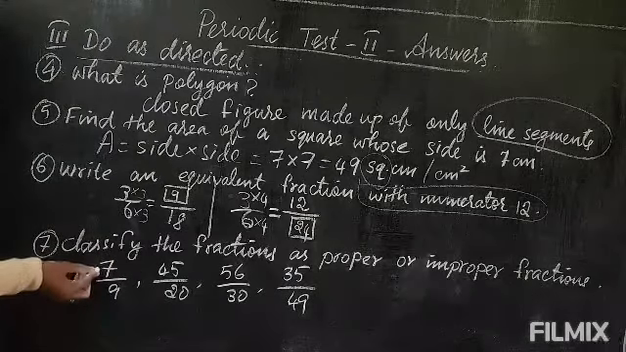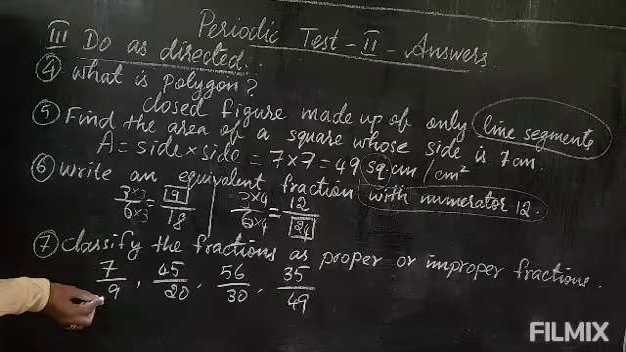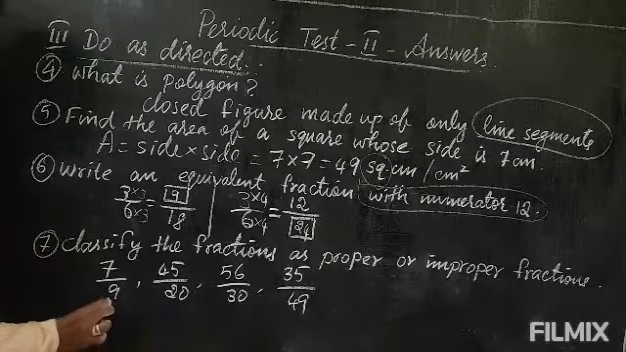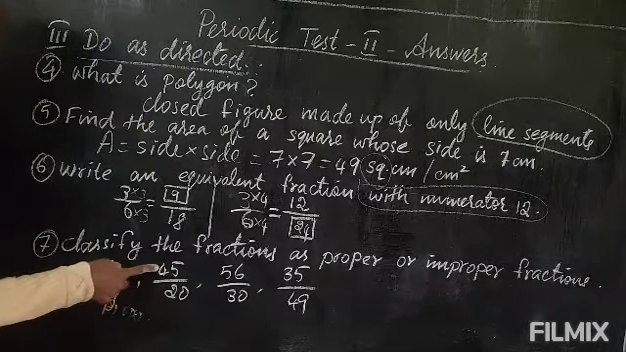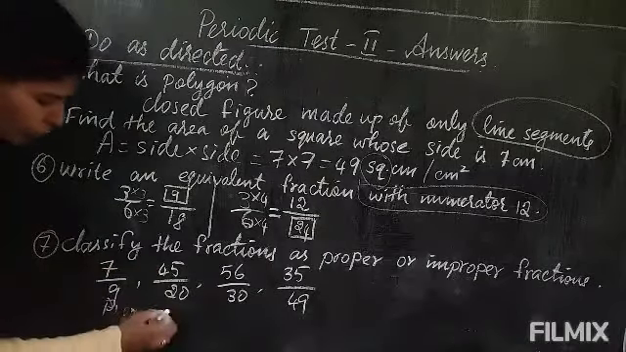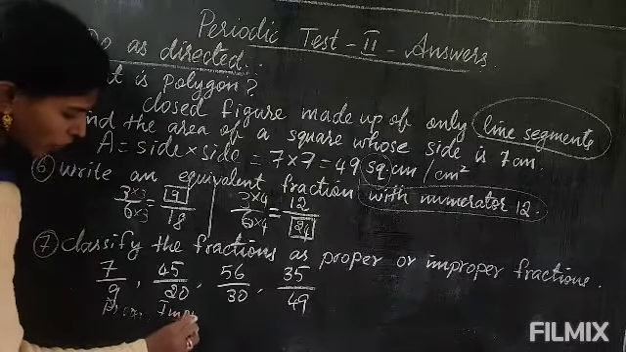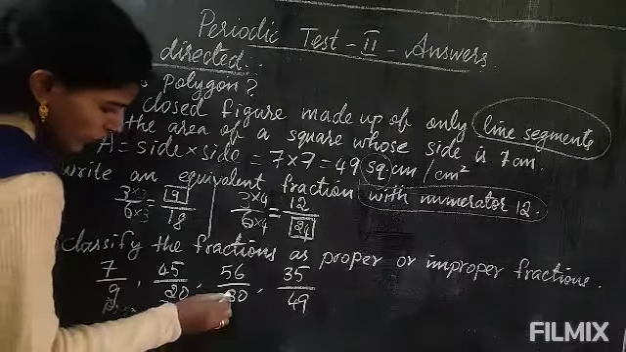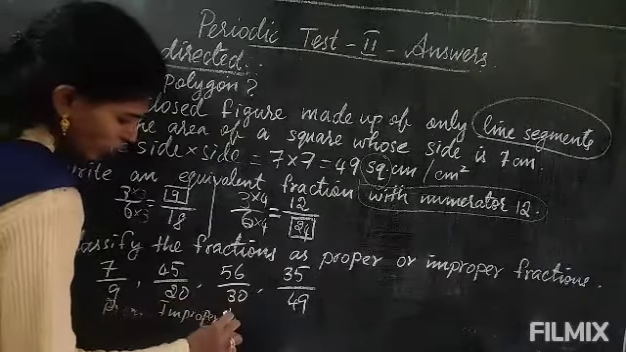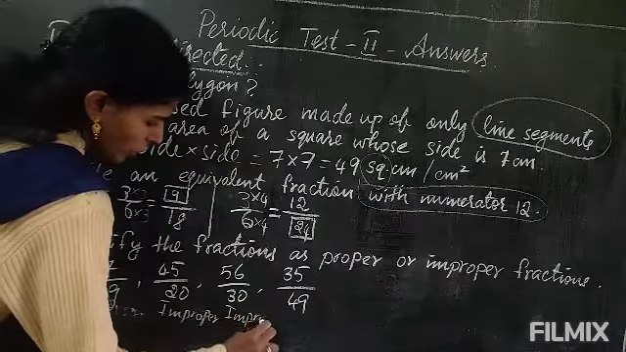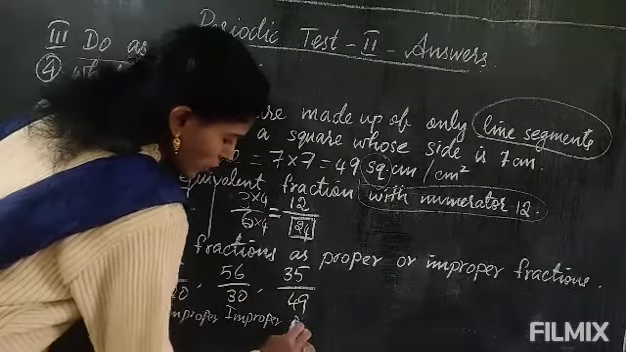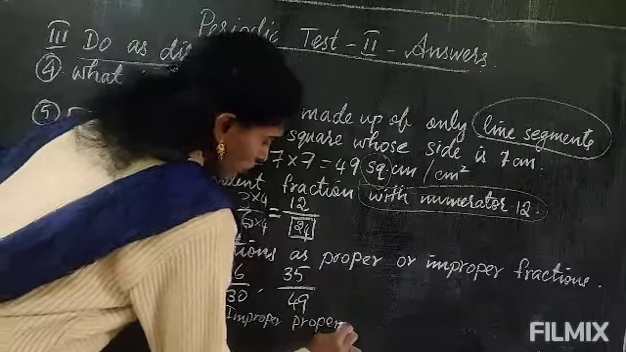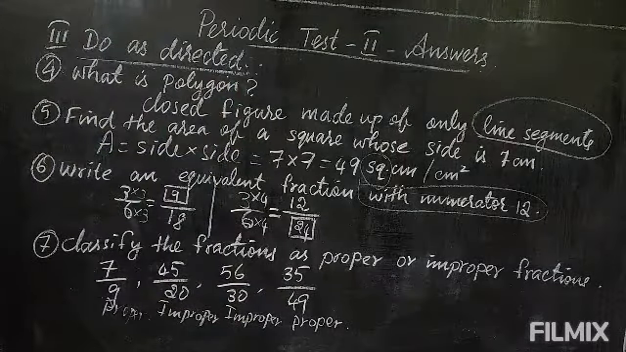So here you see the numerator is small, the denominator is big. So this is a proper fraction. Again here, the numerator is bigger than the denominator, so this is an improper fraction. Again here the numerator is bigger than the denominator, so this also is an improper fraction. Again here the numerator is smaller than the denominator, so this is a proper fraction. Okay, so very simple one. This also many of you did not write the correct answer.